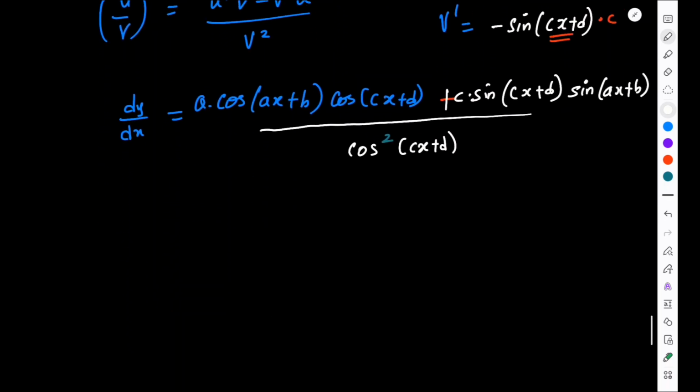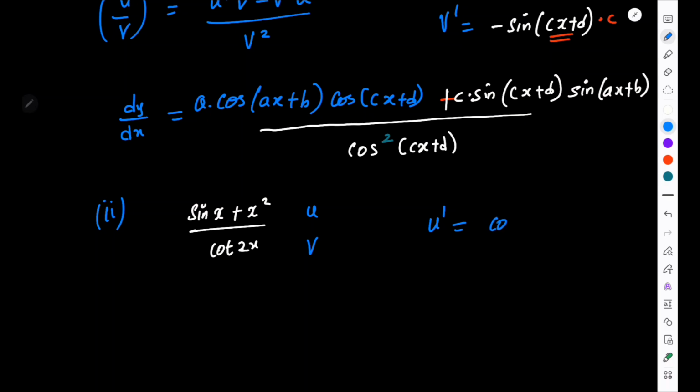So moving to the second subdivision, that's the answer for the one before. So now you have the second subdivision, that is sin x plus x square divided by cot 2x. So again you consider this one as u and this one as v. U dash differentiation is sin x differentiation cos x, and x square differentiation 2x. V dash differentiation, see, cot x differentiation is minus cosecant square 2x, and this 2x differentiation is 2.